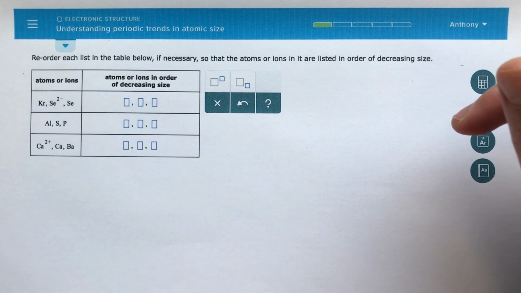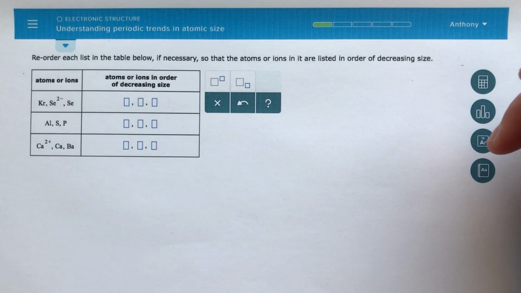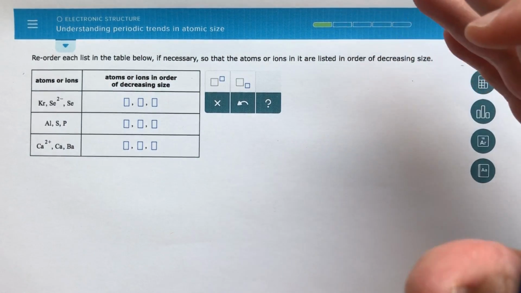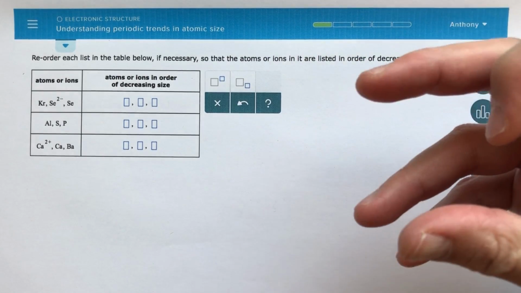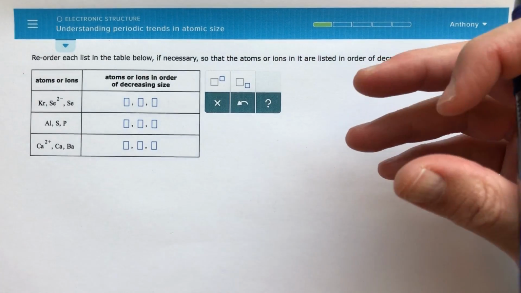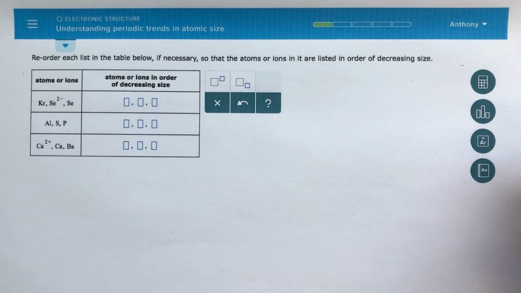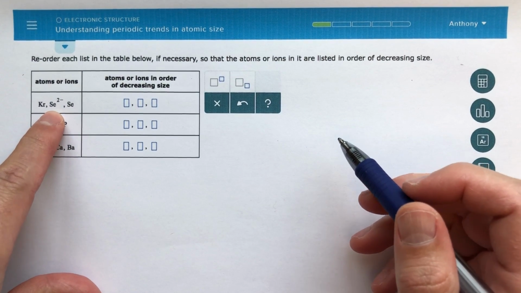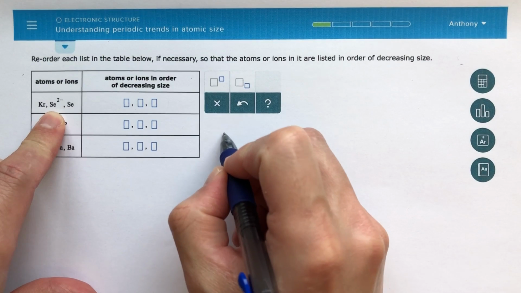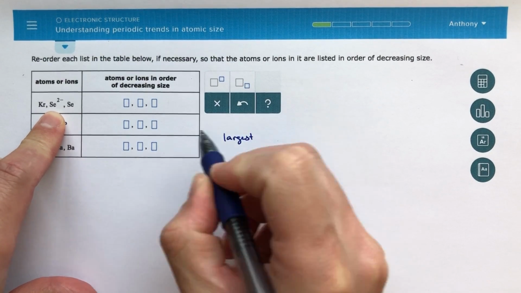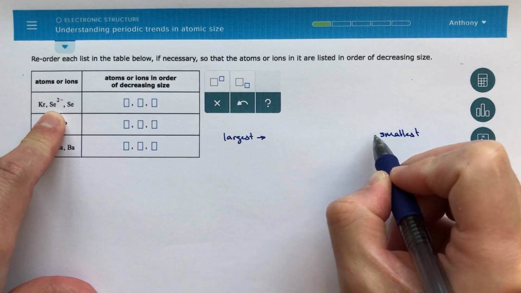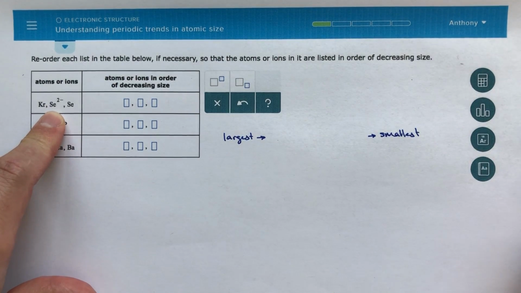All right, welcome back. So this is an ALEKS topic, understanding periodic trends in atomic size. This is a fairly straightforward little topic, but I think that it applies some different concepts, and we need to understand both of those different concepts and then apply them together, which is sort of confusing, I guess. So basically what we need to do is just arrange these different atoms or ions, each set, from largest to smallest. So largest is going to be the first one, and then smallest is going to be the last one.